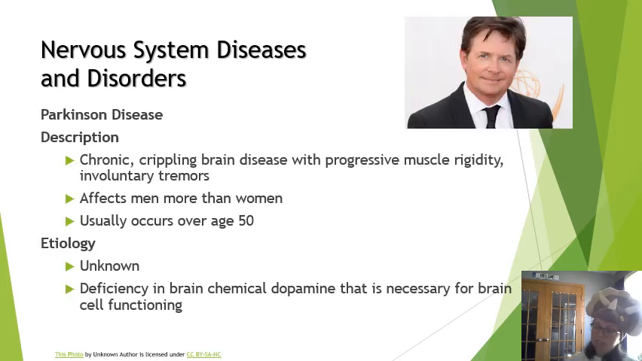Okay, another sad degenerative nervous disorder is Parkinson's disease. It is a chronic and crippling progressive muscle rigidity and includes involuntary tremors. It affects men more than women, and usually they're over the age of 50. It affects people in different ways.